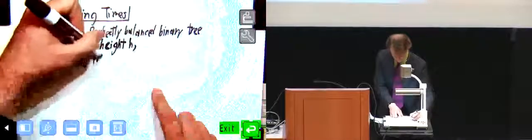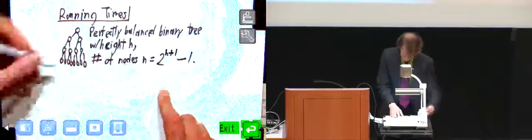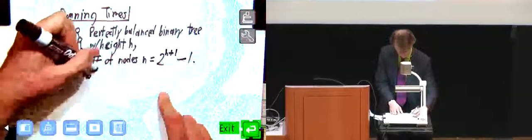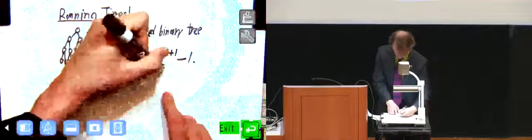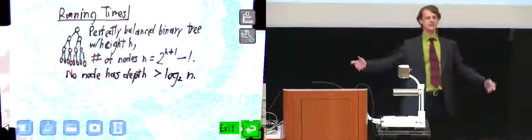If it's perfectly balanced and it has a height of h, then the number of nodes, call it n, is 2 to the power of h plus 1, all of that minus 1. And therefore, no node has depth greater than the base 2 logarithm of n. And if that happens, you're really happy.